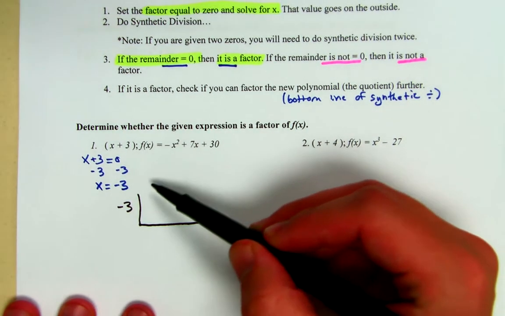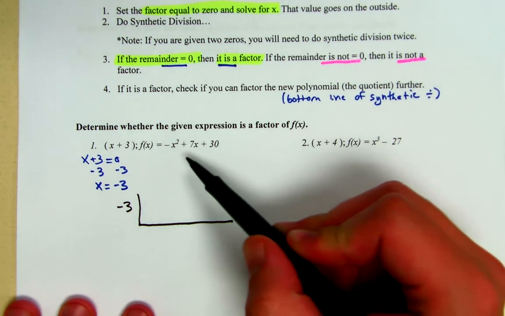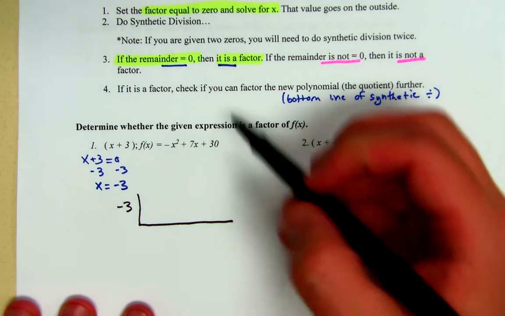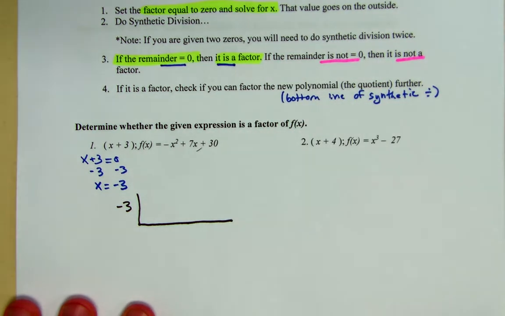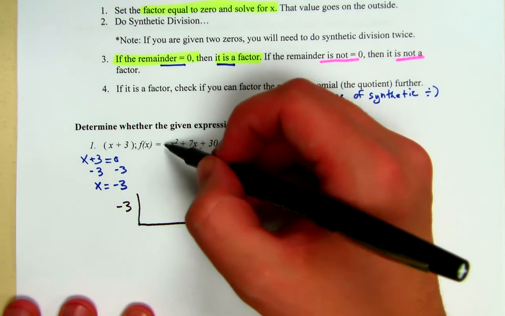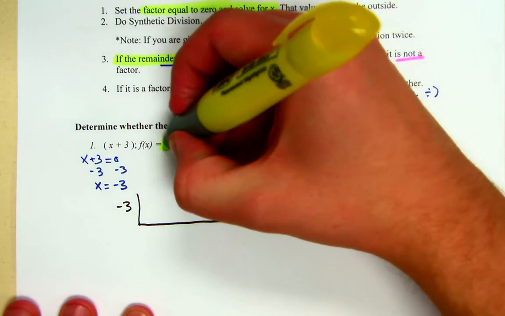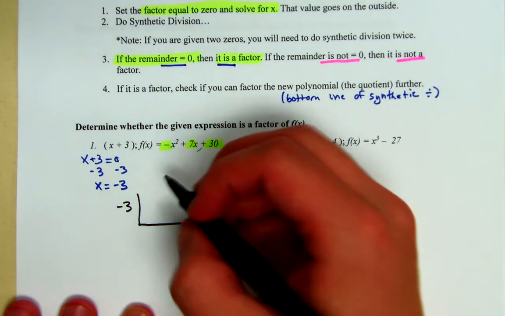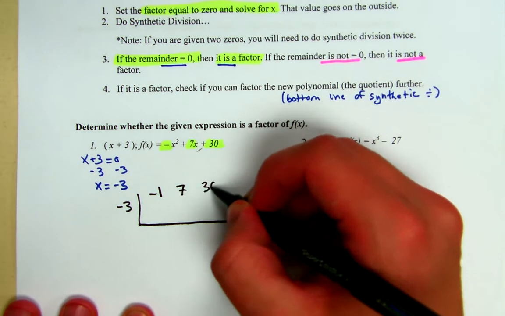Now remember, in division, we put the coefficients of each variable in there. So first, you should look to see if any are missing. Here I have x squared, I have x, and I have 30. I don't have any missing. Remember that this is negative 1 here. So I've got negative 1, I've got positive 7, and 30. So negative 1, positive 7, and 30.